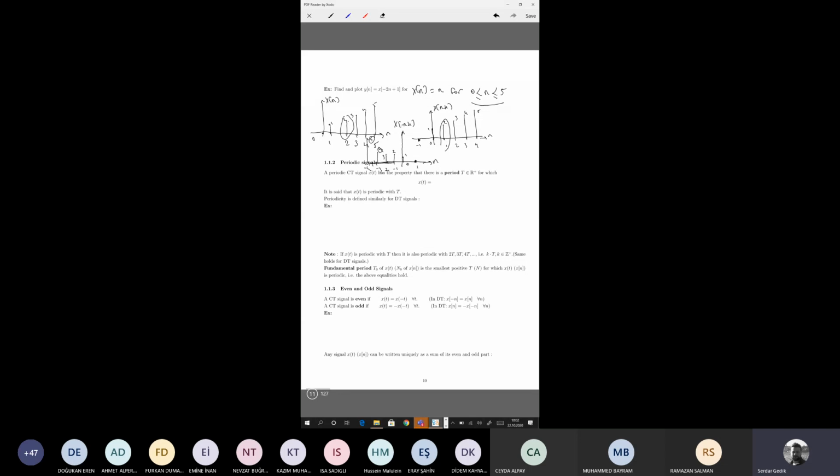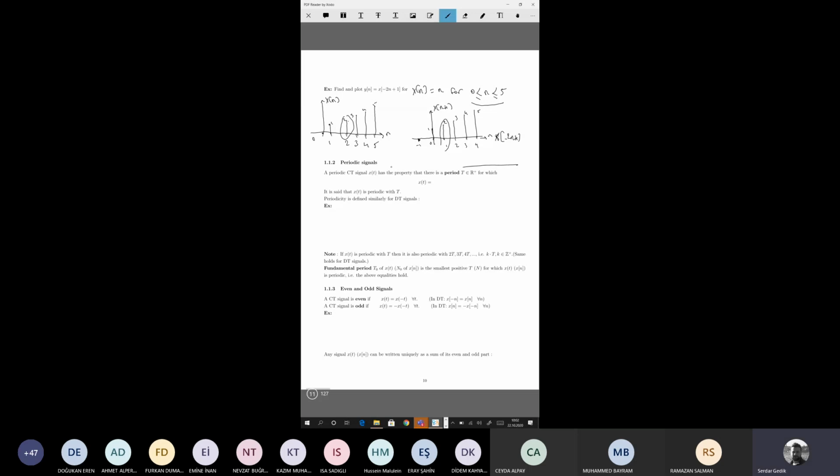Okay, a single step left. Now I will find x of minus 2n plus 1.